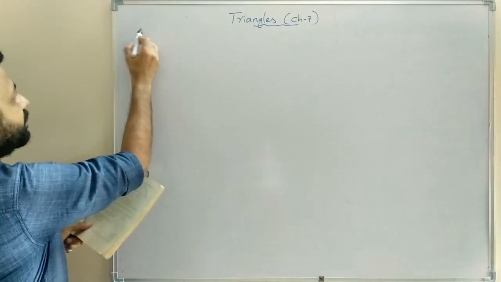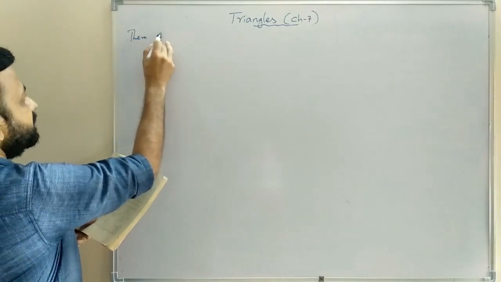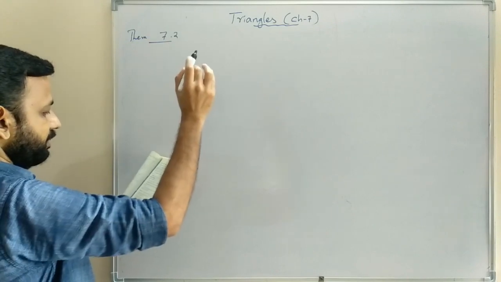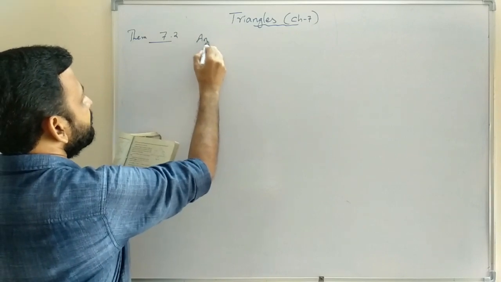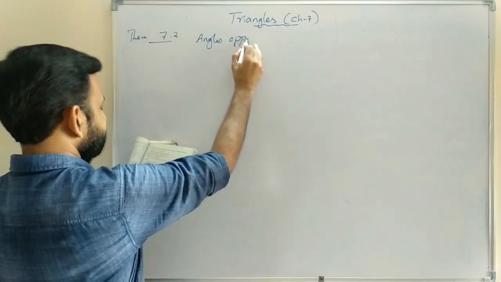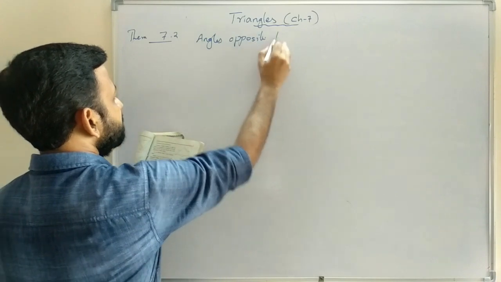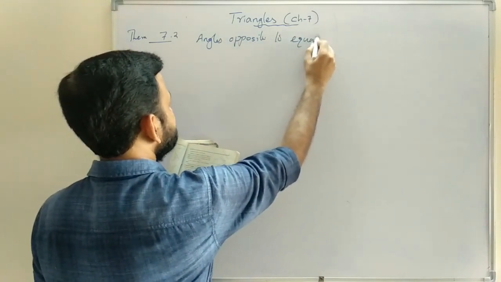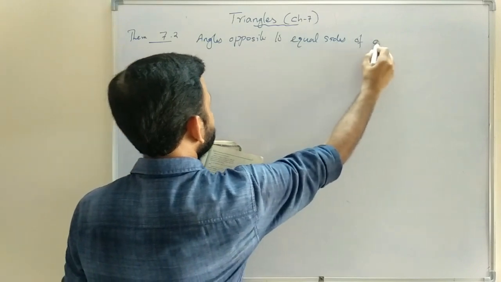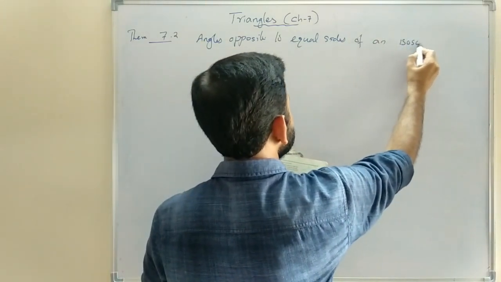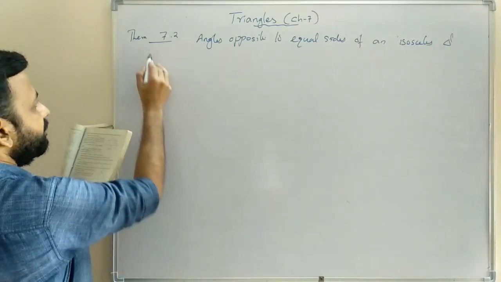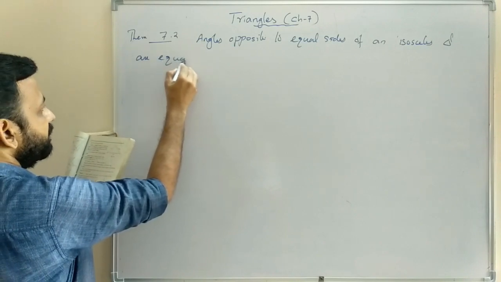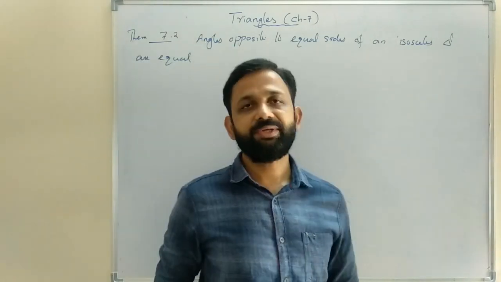Theorem 7.2. We will write the statement of theorem 7.2. Angles opposite to equal sides of an isosceles triangle are equal. That is the statement of that theorem. So we need to prove that theorem.